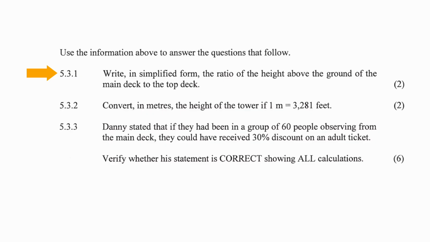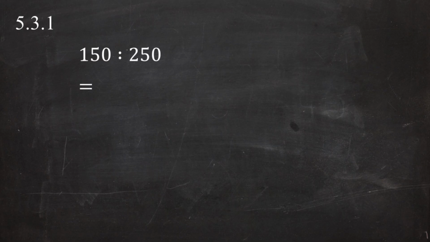In question 5.3.1, you have to write down in simplified form the ratio of the height above the ground from the main deck to the top deck. Since the height of the main deck is mentioned first, this value has to be written first in the ratio, followed by the height of the top deck above the ground. This will give us a ratio of 150 to 250. This ratio can now be simplified by dividing both values by 50, which is the highest common factor between these two values. This will equal a simplified ratio of 3 to 5.